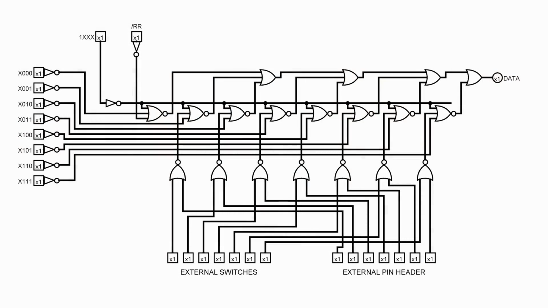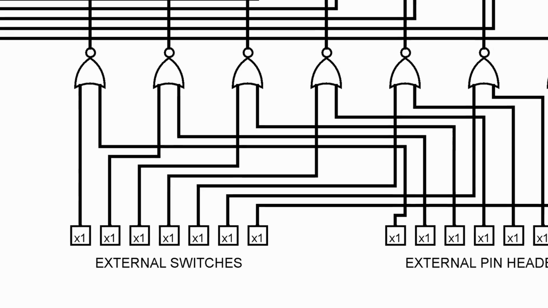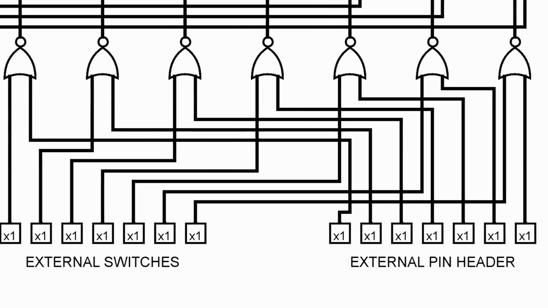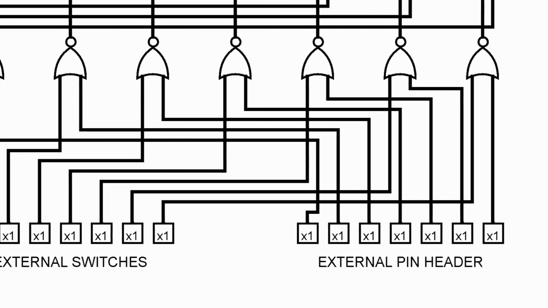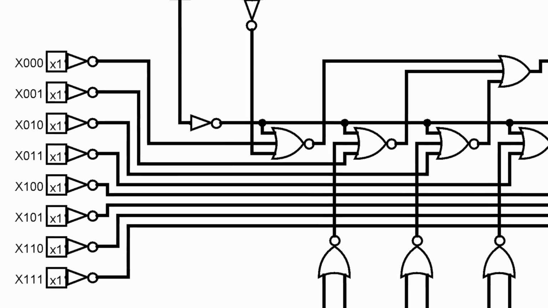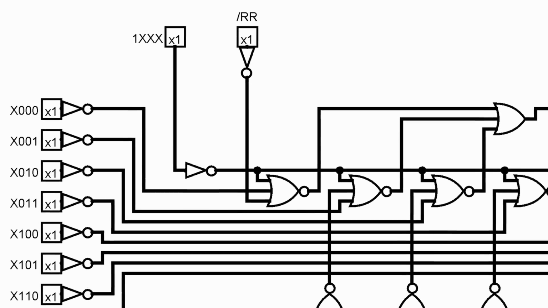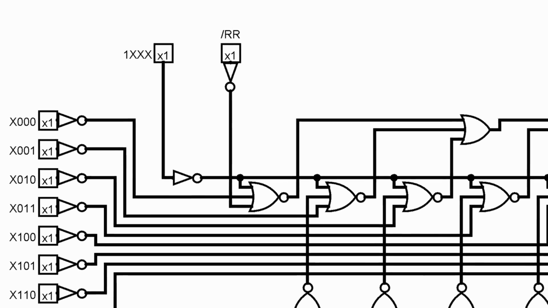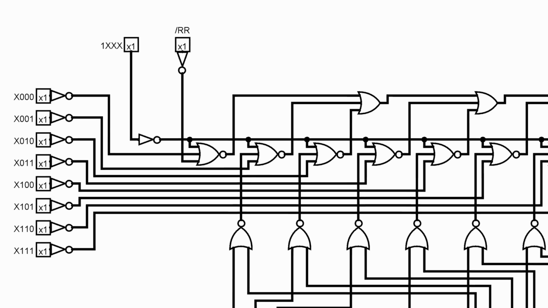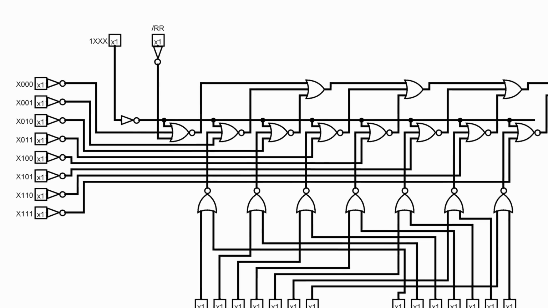Here's how the logic for the input is laid out. Along the bottom here, you can see we've got external switches and an external pin header. This pin header actually exists on the real machine, but that's not what we're using. We're using the toggle switches. Over here on the left, you can see that we've got all of our addressing set up. And this works beautifully well, except there's one thing missing from this collection of gates. There's no way to differentiate whether I'm doing a read or a write.